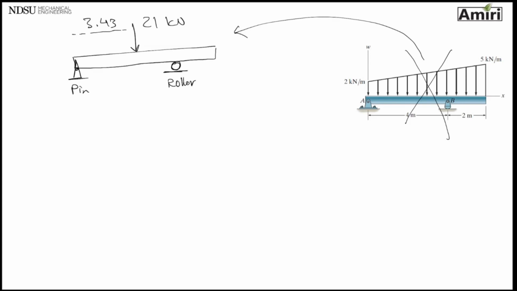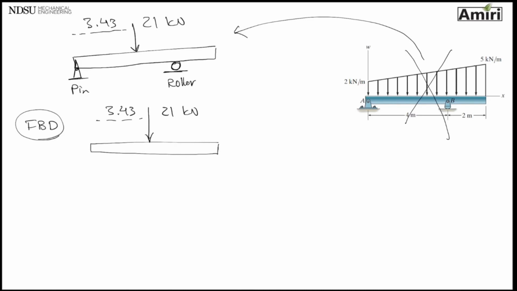I have a beam with a force on it. It asks us to find support reactions. Free body diagram. Now this is the free body diagram of the beam. Outline of the beam. Remove the supports and everything. Put active forces on there: 21, 3.43. And reactive forces. I have a pin. I have a roller.